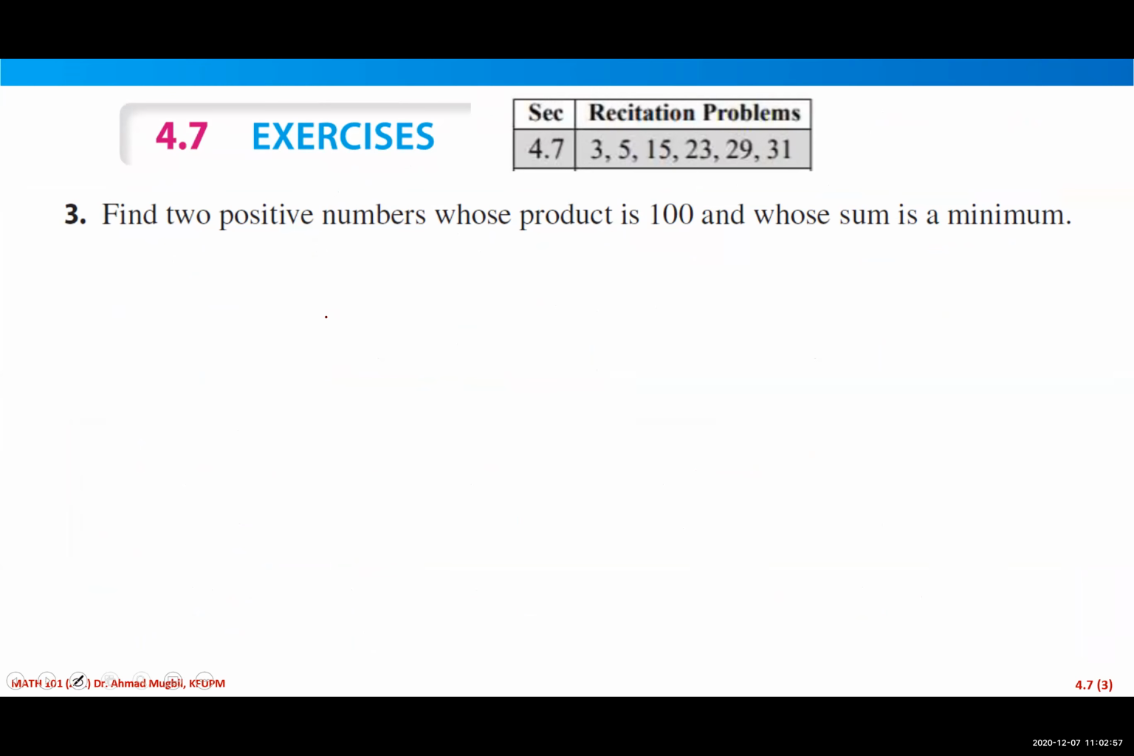You should always ask yourself, what is the quantity that we want to maximize or minimize? Let's read the problem. Find two positive numbers. So we have two positive numbers, let's say x greater than 0, y greater than 0. These are two positive numbers whose product is 100. So this means that x times y is 100. And whose sum is minimum.